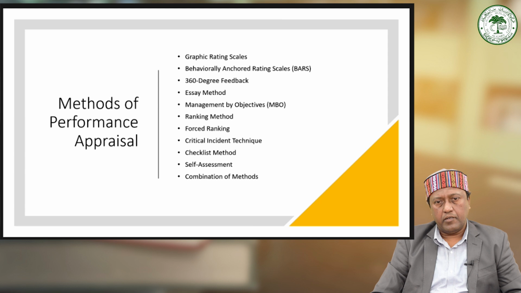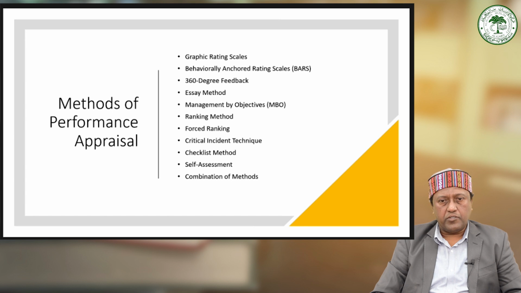The second method can be the behaviorally anchored rating scale, which is also abbreviated as BARS. This combines the simplicity of the graphic rating scale with the specificity of critical incidents. Employees are evaluated based on specific behaviors or incidents that are anchored to define performance levels. This method provides more detailed and objective feedback by linking behaviors to performance standards.